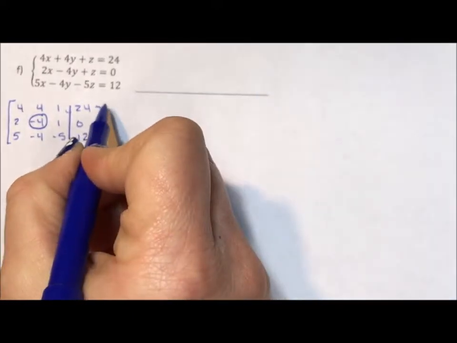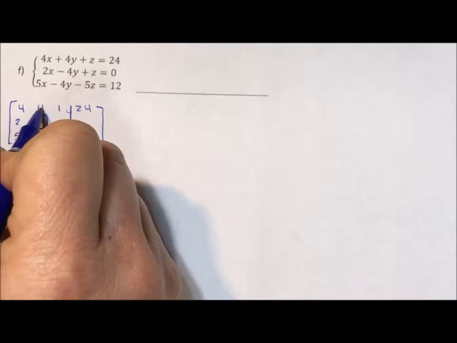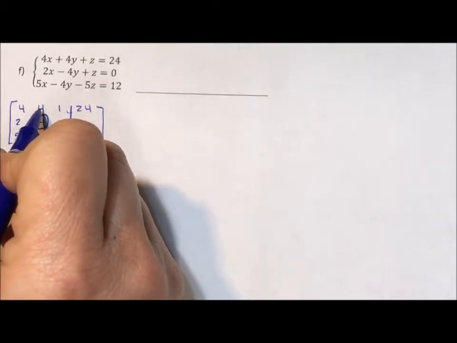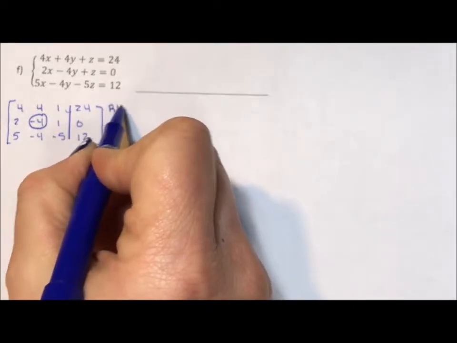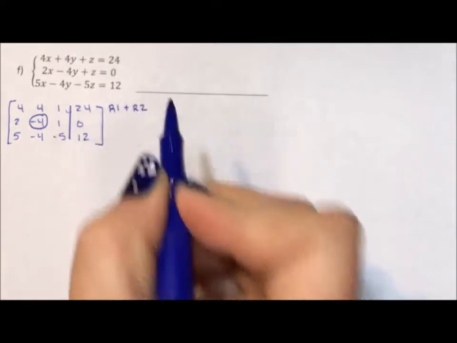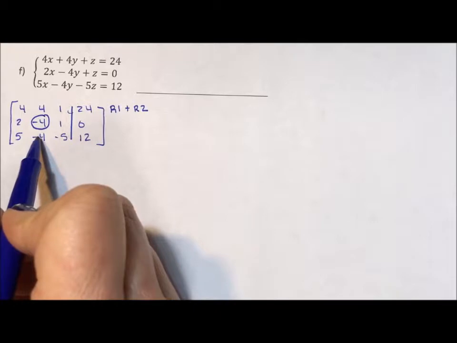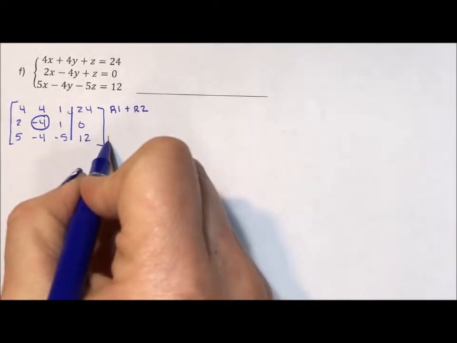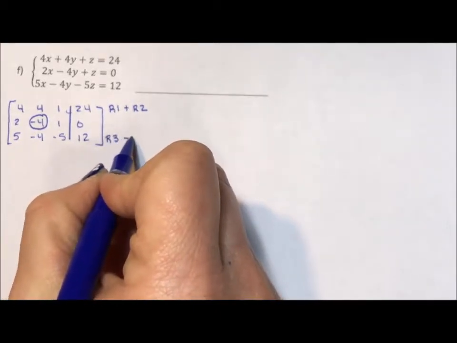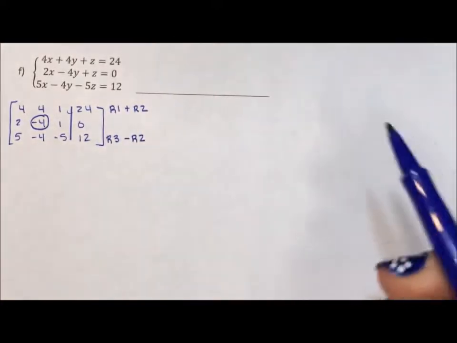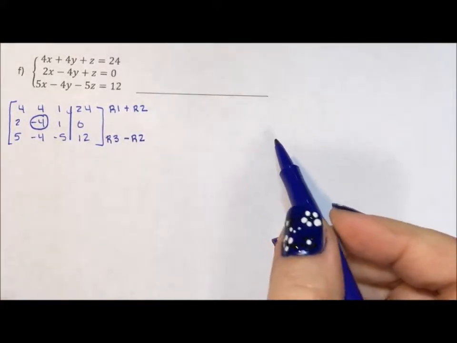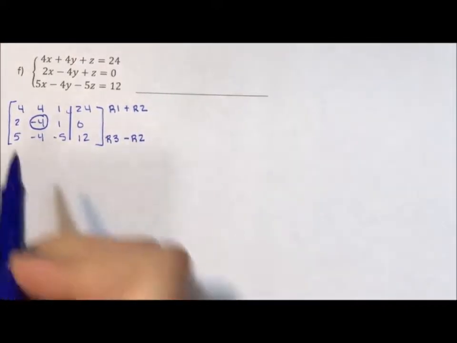So what I'm going to do, to get this 4 to zero out that 4 through addition or subtraction, I just need to say row 1 plus row 2. To get this 4 to zero out this 4, I'm going to say row 3 minus row 2. All right, so I'm actually going to pull out all my work so you can see exactly what I'm doing.